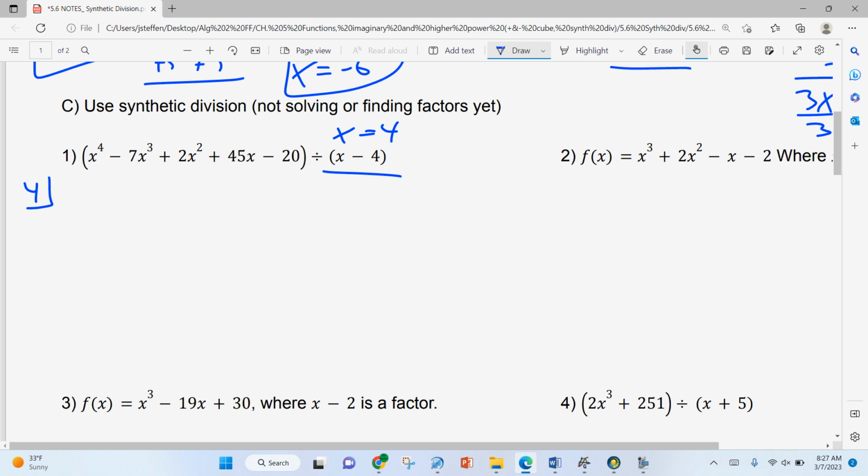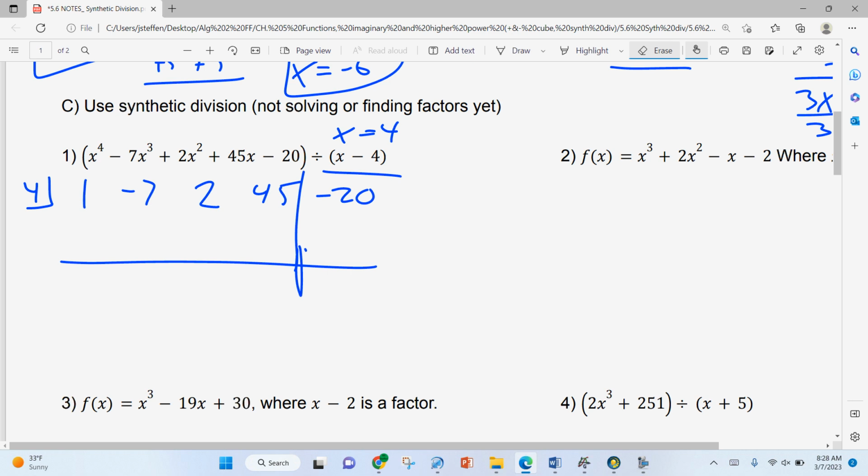If we ever don't have that, like down here we have a 3, we don't have a 2, we're going to need to put a 0 there as a placeholder. We'll talk about that once we get there. So once you have 4, 3, 2, 1, 0, just put all your leading numbers. Do not put the x's with them. So my leading numbers are 1, negative 7, 2, 45, and negative 20. Your lines go between your 45 and your negative 20. That's how you set up synthetic division.